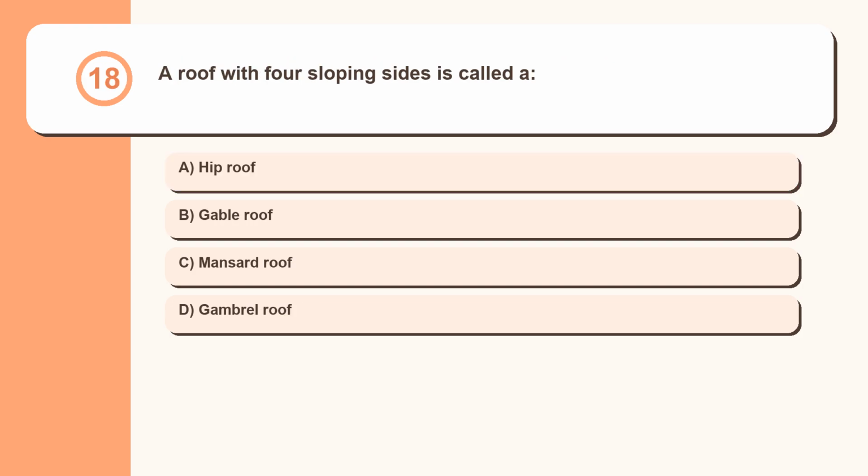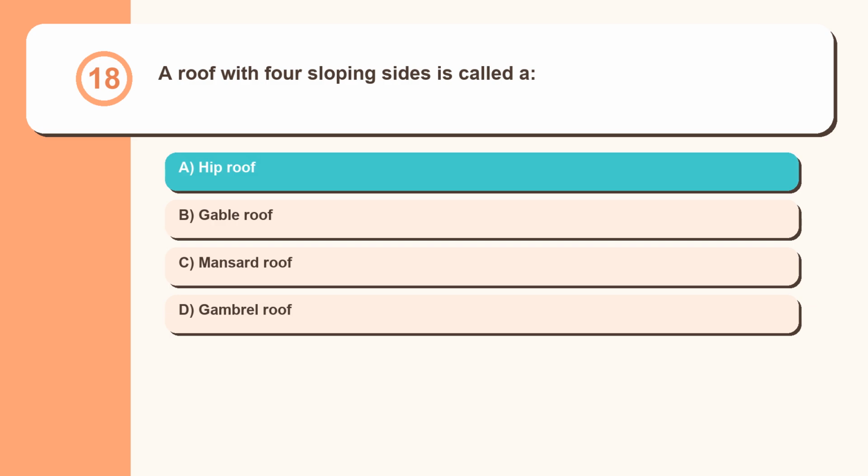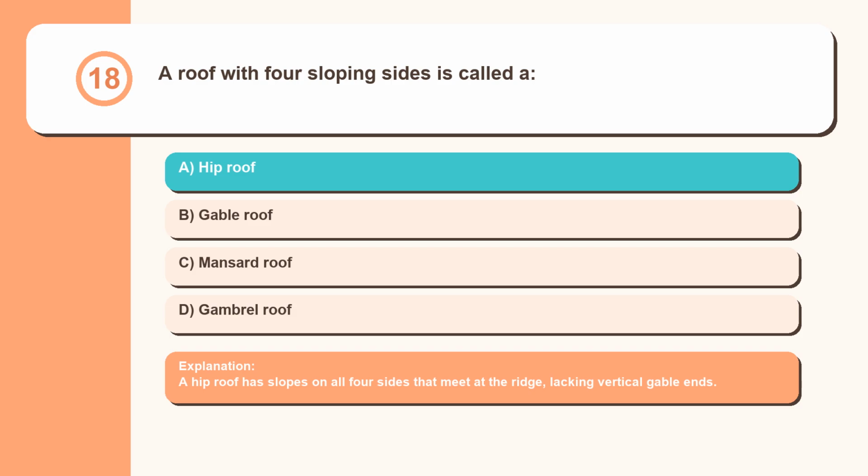Question 18. A roof with 4 sloping sides is called a hip roof, gable roof, mansard roof, gambrel roof. A hip roof has slopes on all 4 sides that meet at the ridge, lacking vertical gable ends.